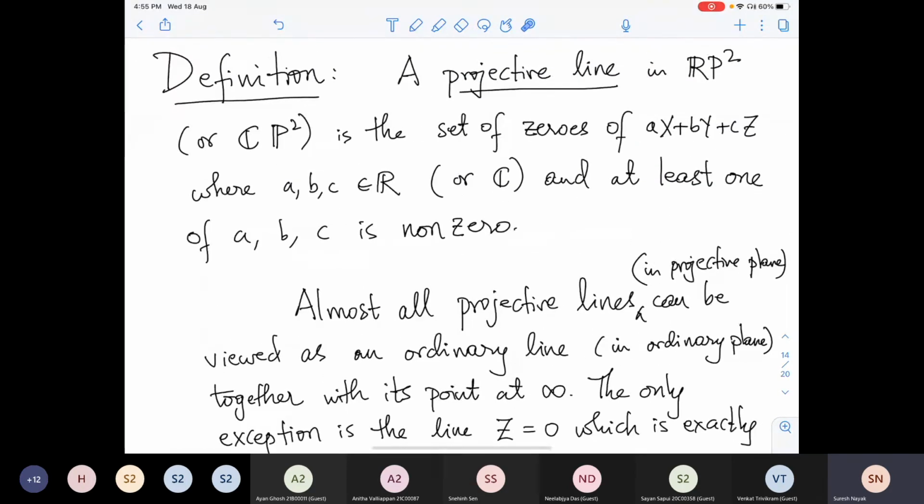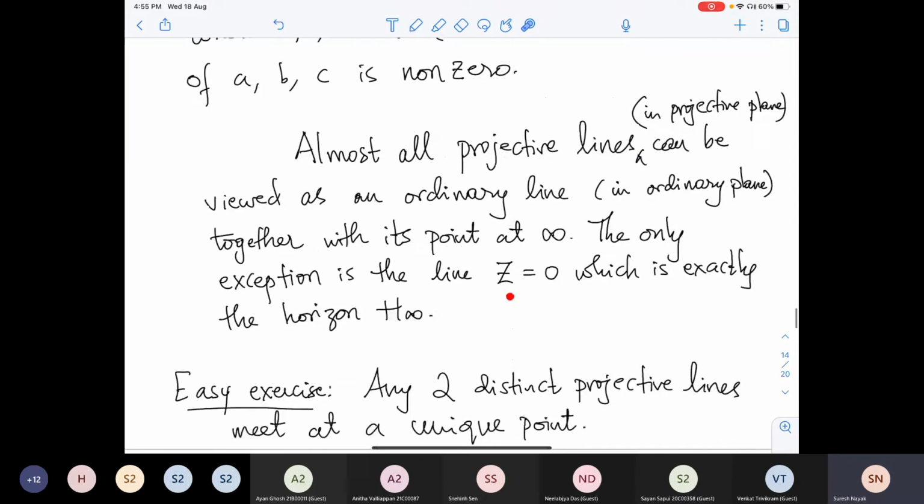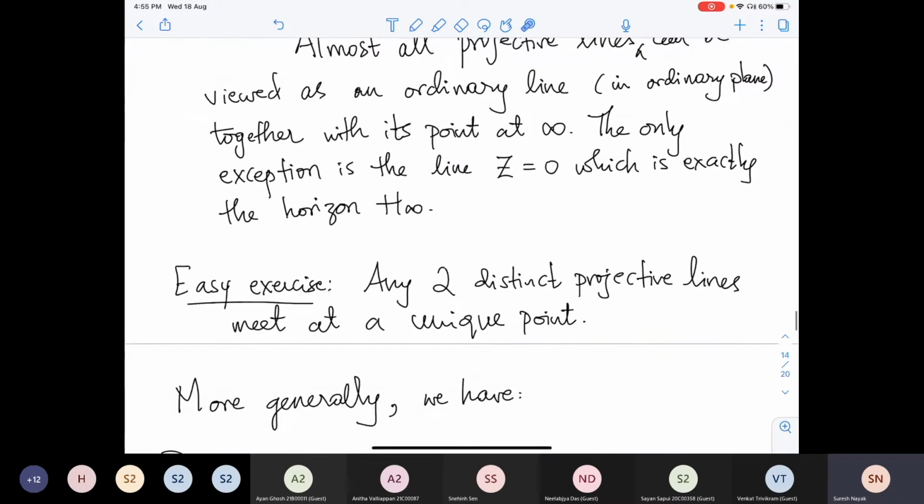So if a and b are 0, then you're left with the equation z, and so the zero locus of z is z equal to 0. And that line, however, has no intersection with the ordinary plane. It lies completely outside the ordinary plane. It is in fact the horizon. The horizon is also a line, actually. It's sometimes called the line at infinity. So we can call it the horizon, or we can just call it the line at infinity. And that is basically all the points where the third coordinate is 0.